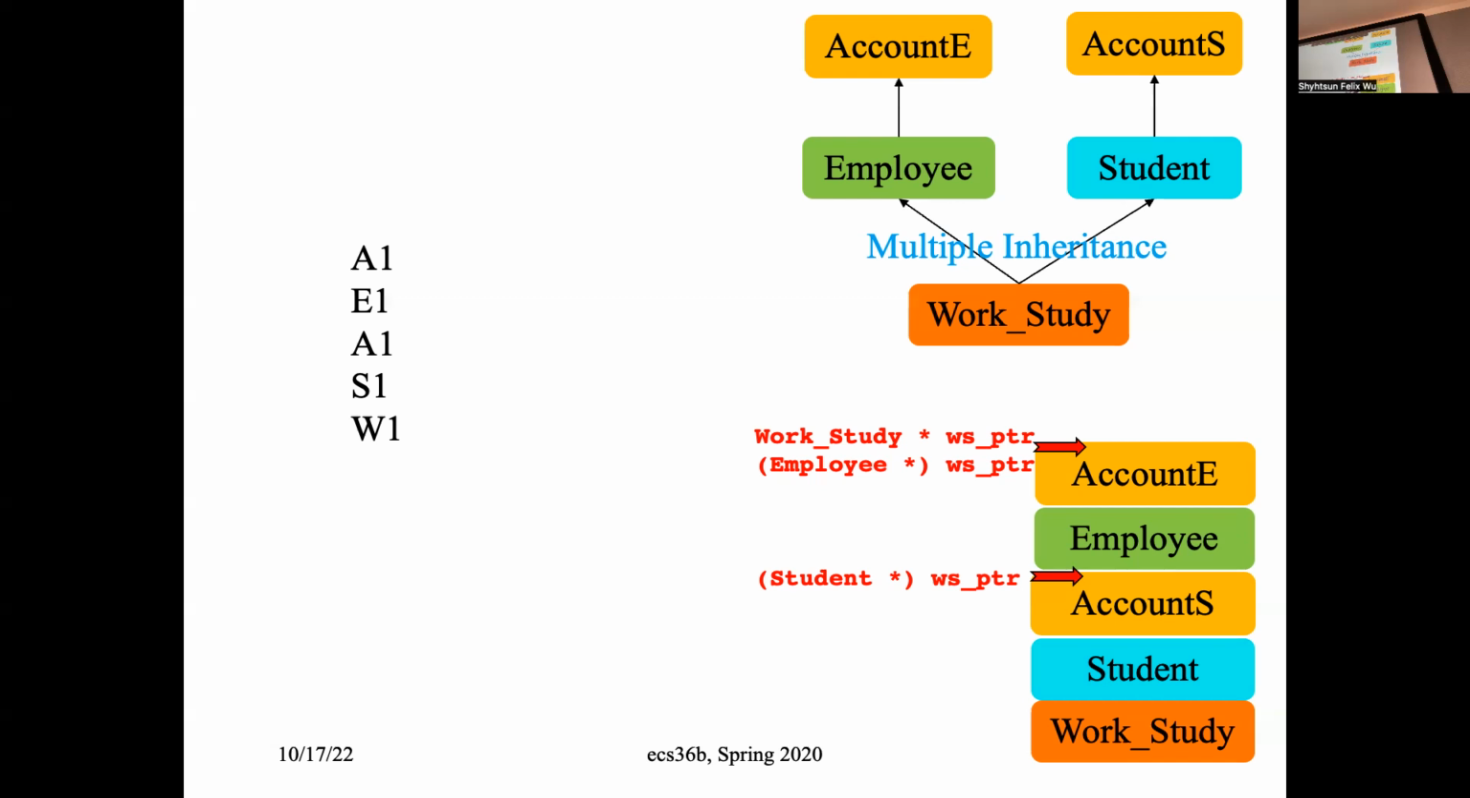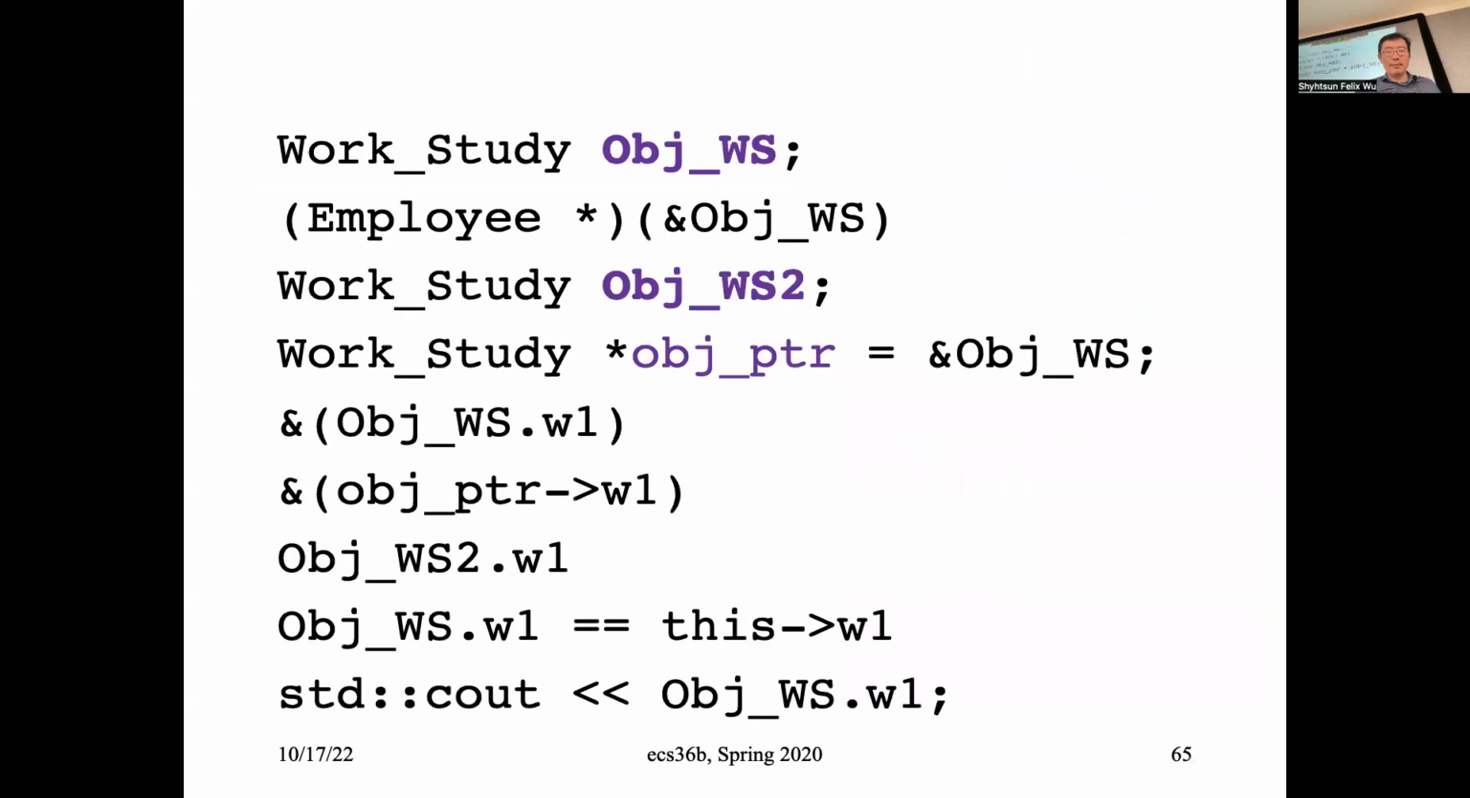And therefore you need to first cast it to either employee or student. You have to cast the first time, as I mentioned. And then from there, you cast to work study, it will actually cast back. By the way, the pointer to the work study is actually here. I just don't know whether the location I start with is from here or here, right? Okay, so how about this one?